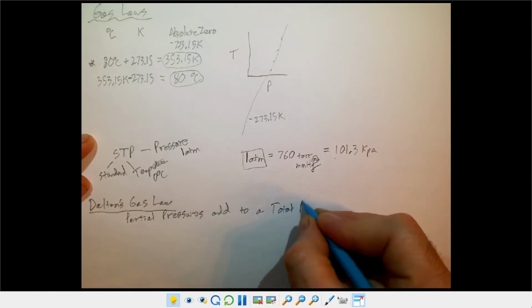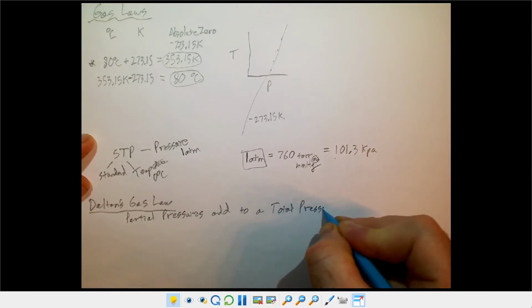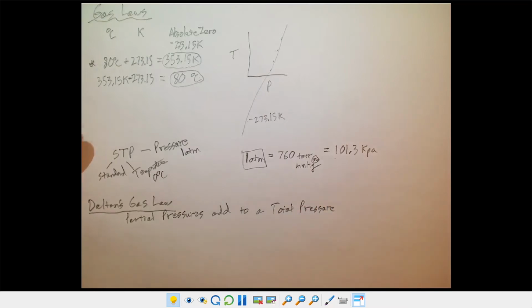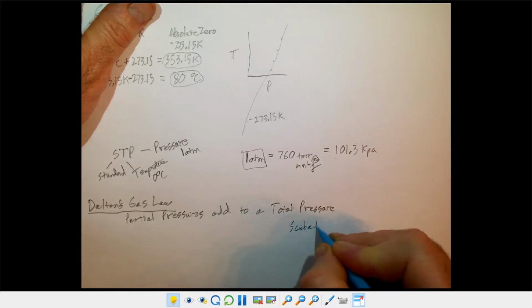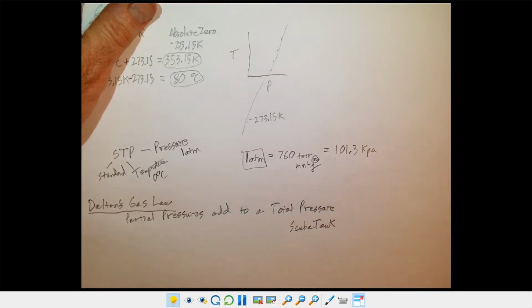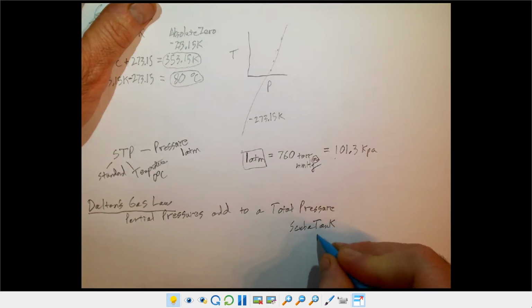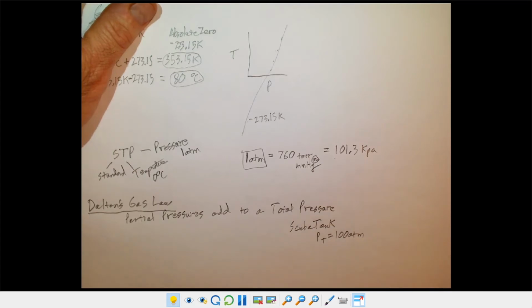That makes sense, right? So let's talk about an example of that. Let's say that you have a scuba tank and you need to have it refilled. And so you take it and then they charge it for you. They put the appropriate gases that are needed within it. And let's say that the pressure gauge on the tank now says that it's 100 ATMs of all the gases that are in there.